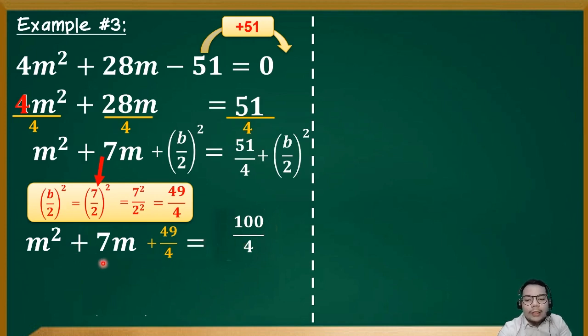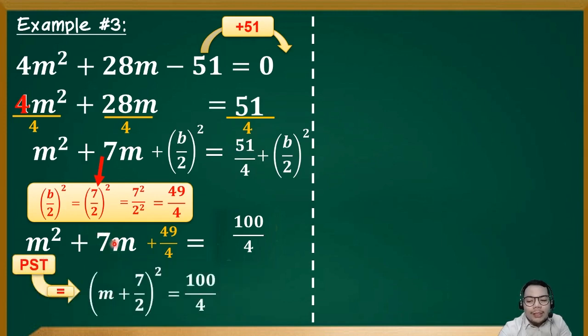And just to end the third step, we have to transform this perfect square trinomial into the square of a binomial, which will give us m plus 7 over 2, quantity squared. That's the square root of 49 over 4, which is 7 over 2. This is equal to 100 over 4. I hope you got why this became 100 over 4. So, that's the square of the binomial.